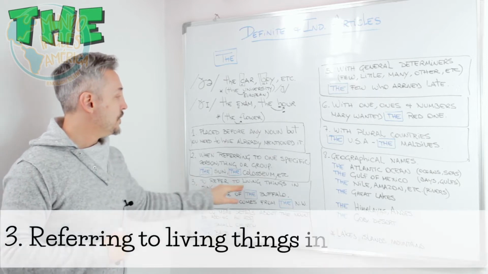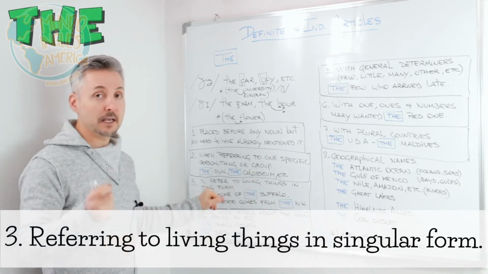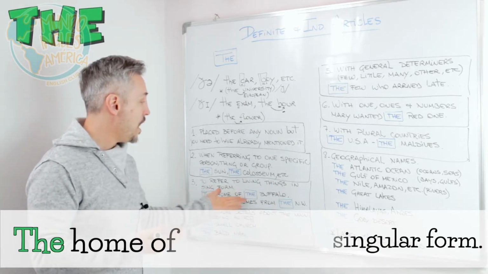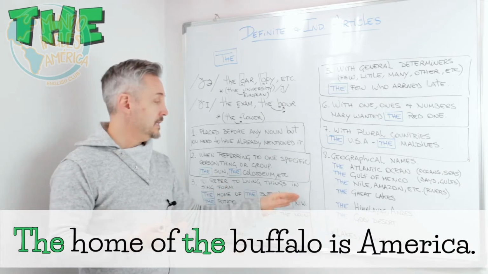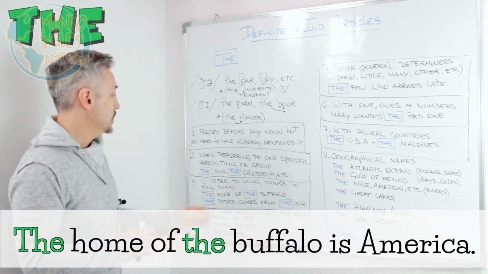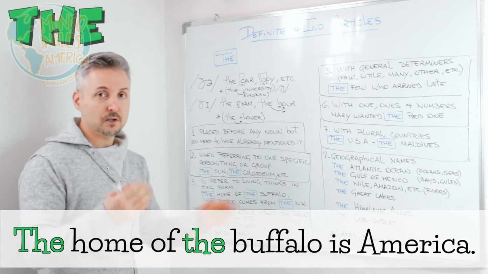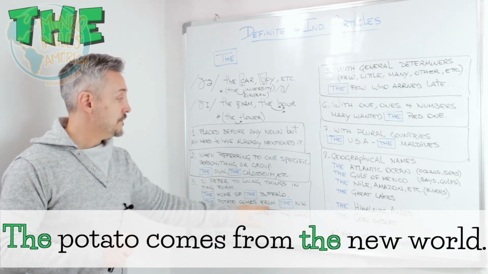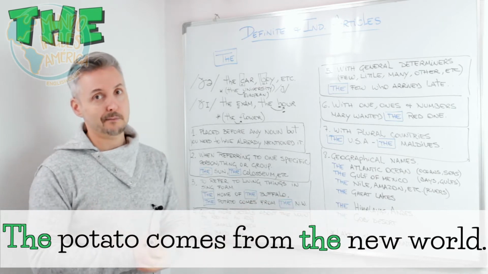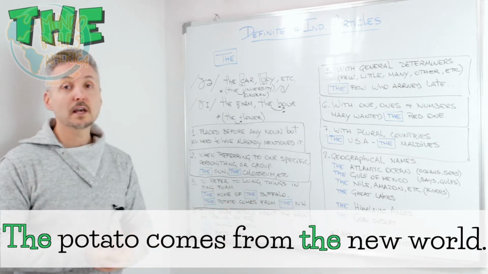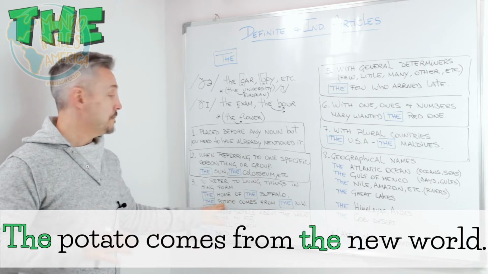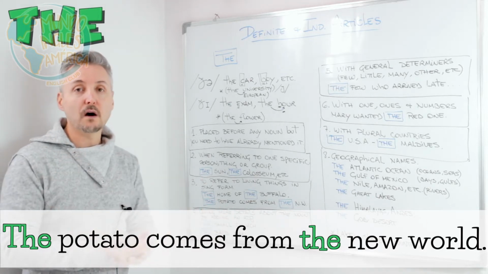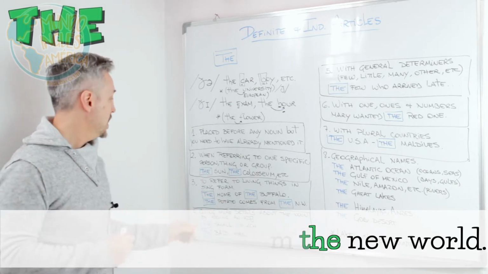Number 3, to refer to living things in singular form. So the home of the buffalo is America. So the group of animals, buffalo. The potato comes from the New World, for example. Potato is singular, but here we mean the group of potatoes, obviously.